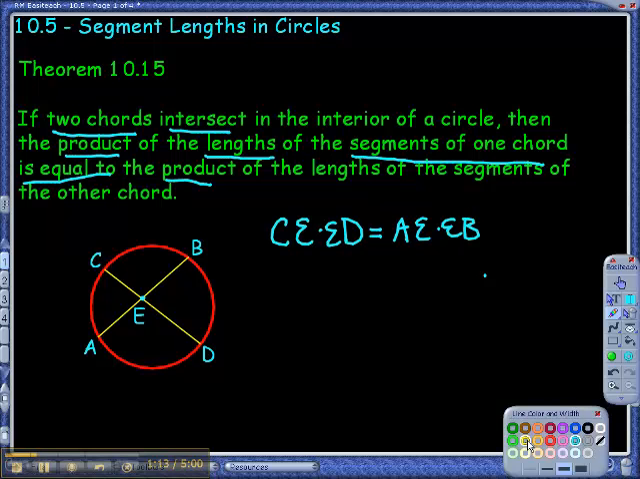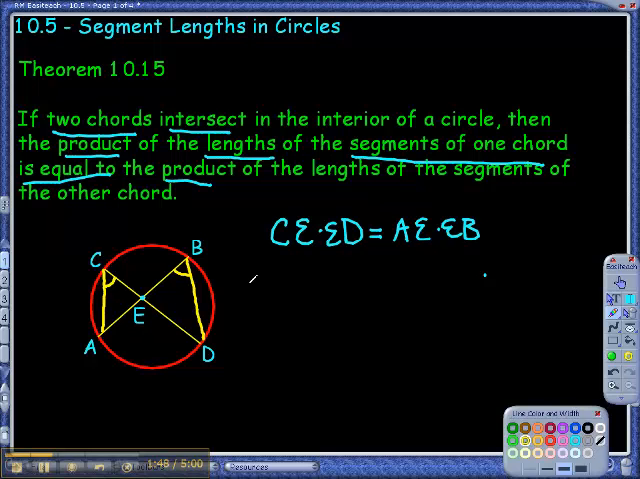Now, the reasoning that this works, because of course every theorem can be proven, is because what we're really forming here, if I go ahead and connect these segments, is two similar triangles. I know that they're similar because, for example, these two angles right here are both intercepting the same arc, so I know that these two angle measures are the same. I also have some vertical angles I could talk about, or I could do the same thing with angle A and angle D, talking about they're intercepting the same arc as well. So we know that these two triangles are similar.